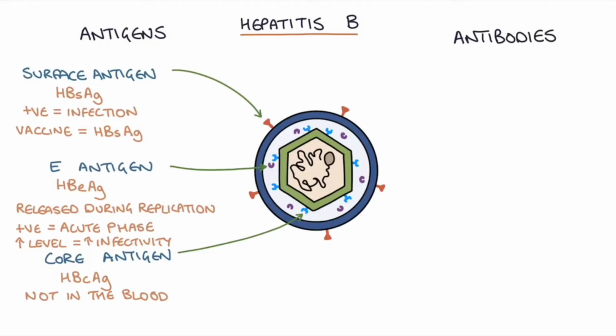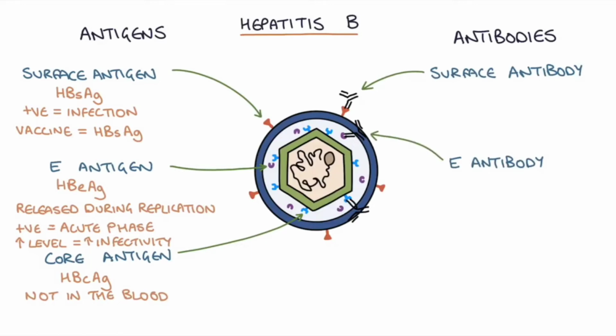And remember that antibodies are produced as part of the immune response, with B cells coming into contact with antigens and producing antibodies against those antigens. Just as there were 3 antigens involved in the hepatitis B virus, there are also 3 antibodies that correspond to these antigens. So there's a surface antibody, an E antibody, and a core antibody.